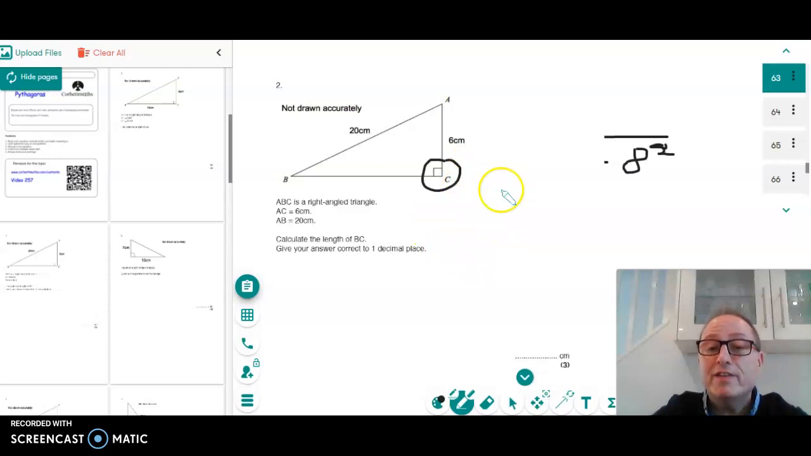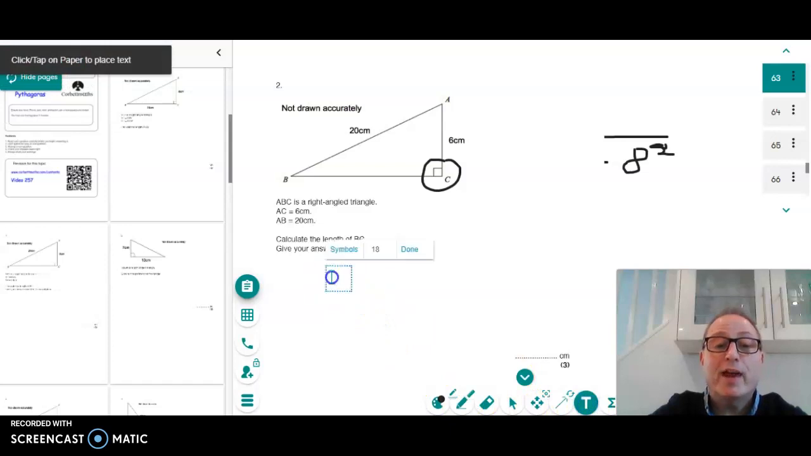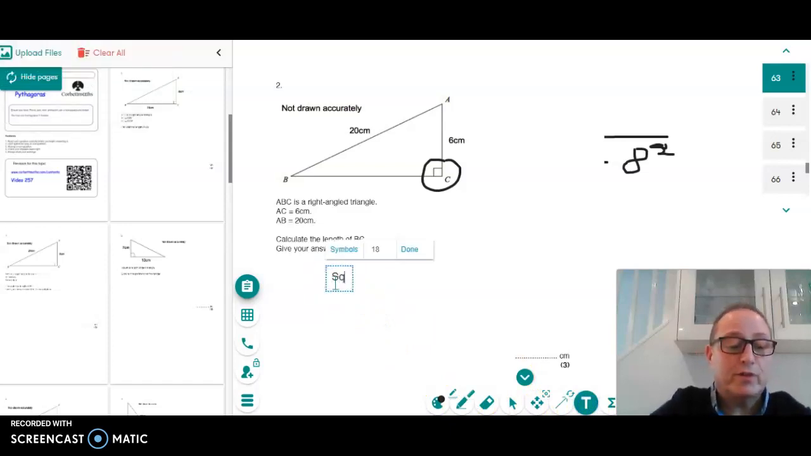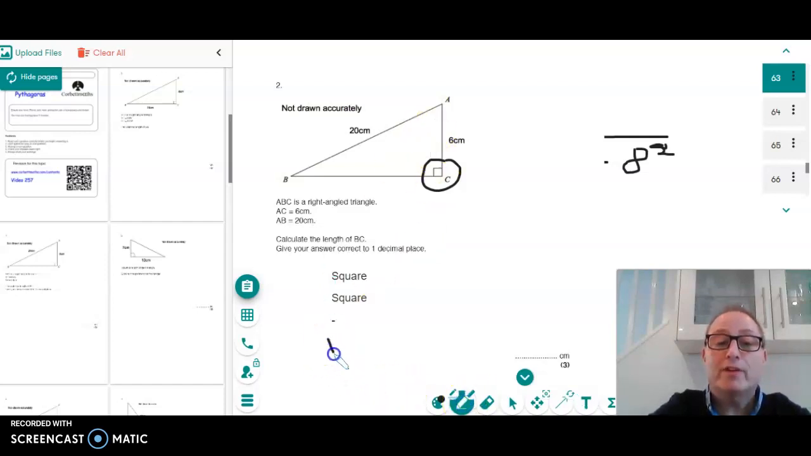Now, this is the similar 4 steps. So we are going to write those 4 steps down. So we have square, but here's where it changes. This next step, we're going to subtract or minus, and then we are going to square root the answer.